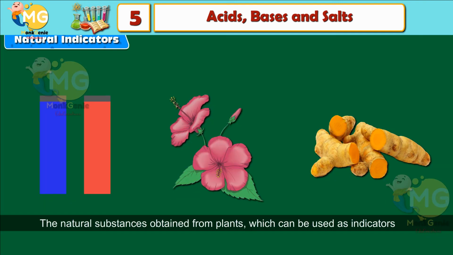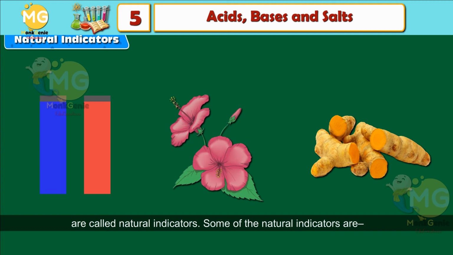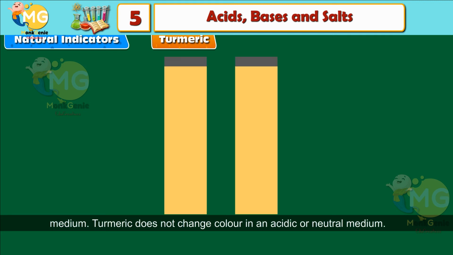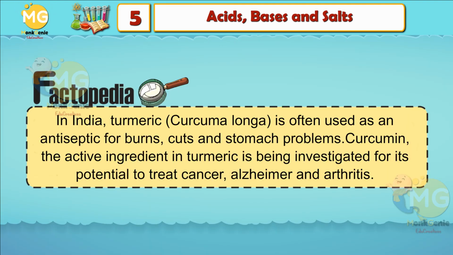Natural indicators. The natural substances obtained from plants which can be used as indicators are called natural indicators. Some of the natural indicators are turmeric. It changes its yellow color to dark pink or red in the presence of a basic medium. Turmeric does not change color in an acidic or neutral medium.